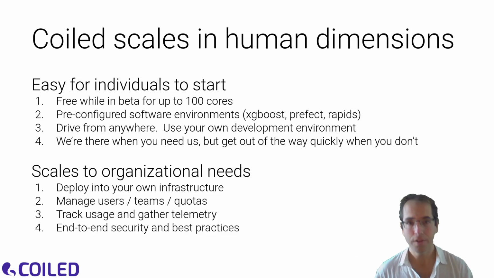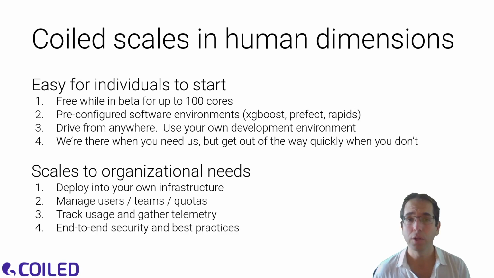So I'm going to finish up here for a second with some high-level thoughts. Coiled was designed to solve human and organizational problems in the same way that Dask was designed to solve algorithmic or technical problems. Coiled is free for individuals to start. You can run everything I just ran for free. We're in beta up to 100 cores of concurrent usage. Please try it out. Again, pip install coiled. You'll be good to go.